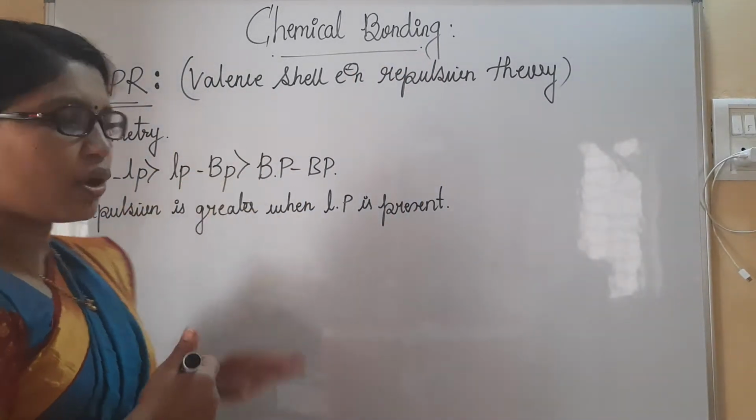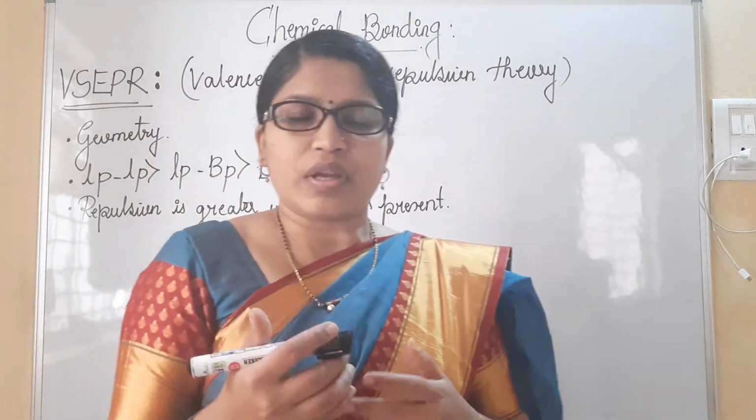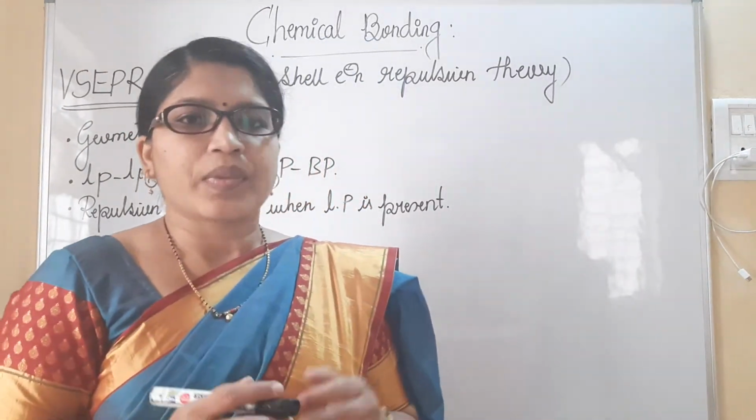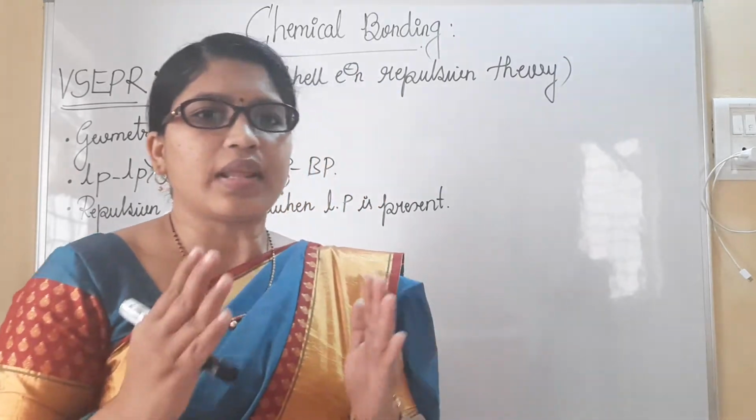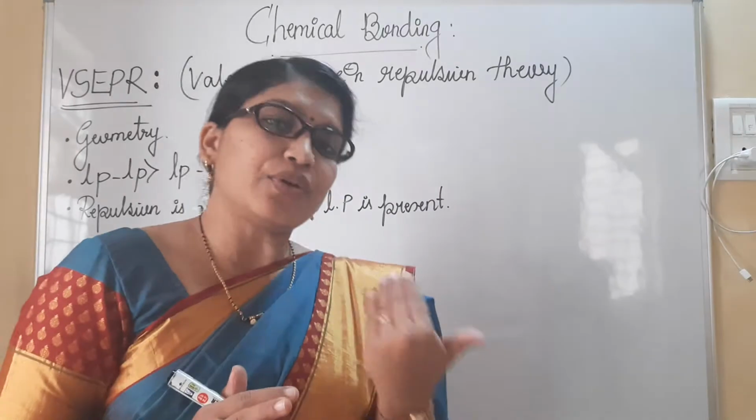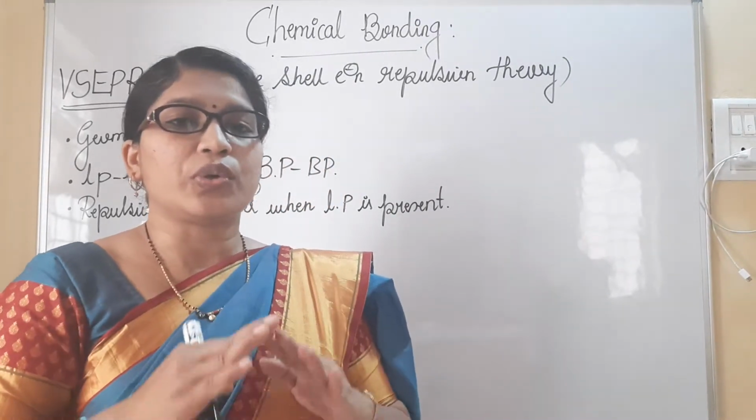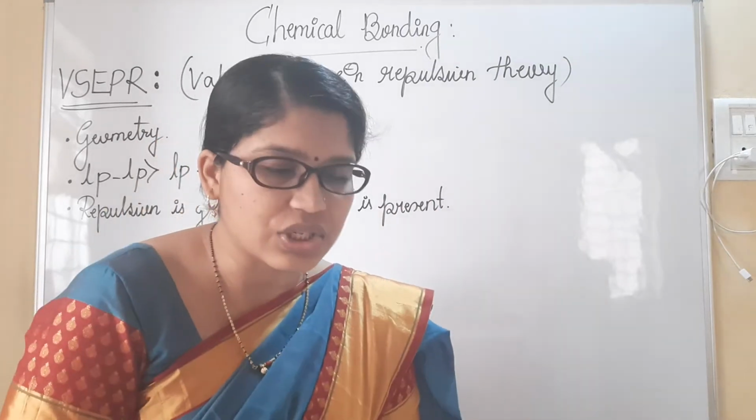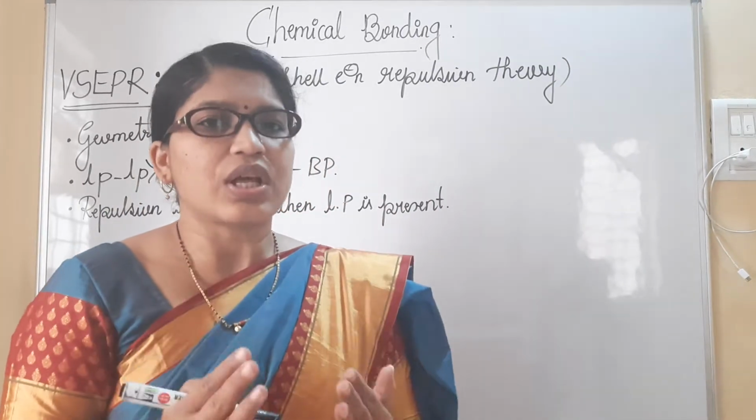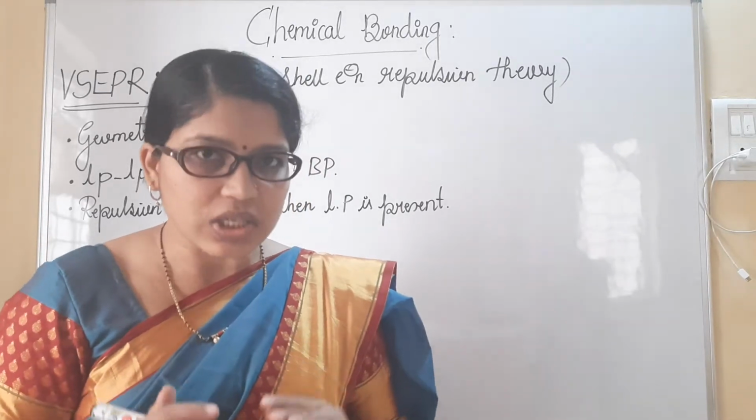Valence shell, we all know this one. If you consider any atom, it will have particular electrons in it, and we have seen how to write the electronic configuration, right? So after doing that, we also see how many electrons are going to be left at the last shell. That last shell of an atom itself is referred to as the valence shell.